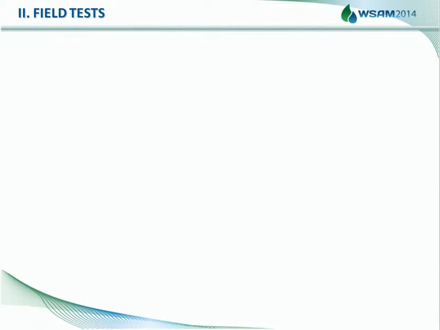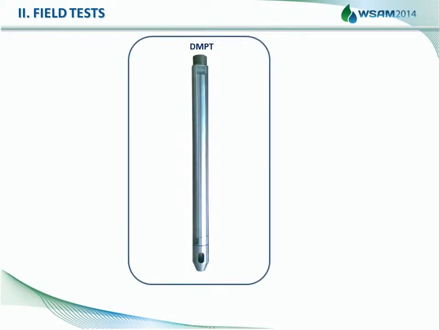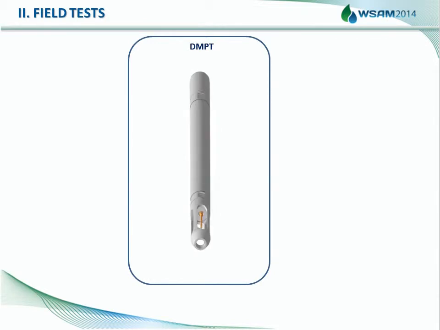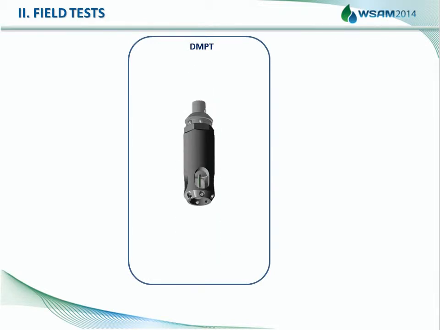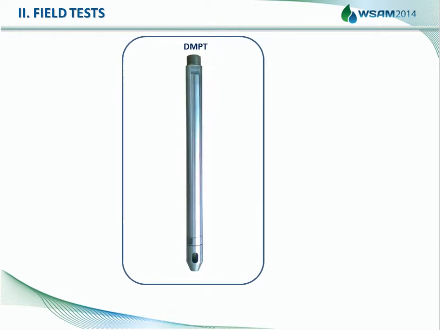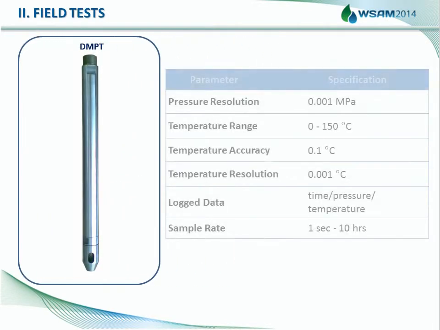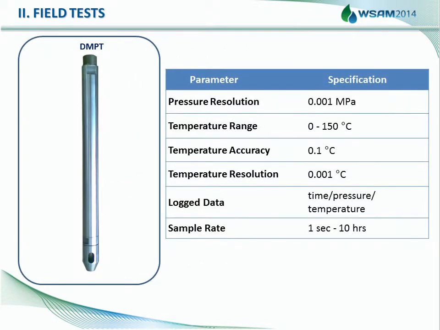Accurate measurements are made possible with the DMPT tool, sensitive to small changes in pressure and temperature. The tool contains a sapphire pressure sensor and a platinum temperature sensor, ensuring high accuracy measurements. The table shows the basic technical specifications of the tool.